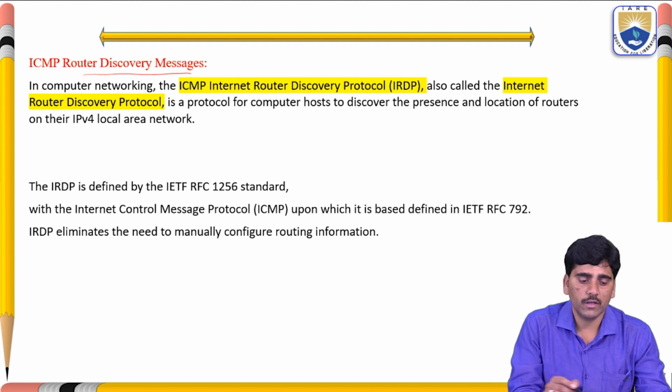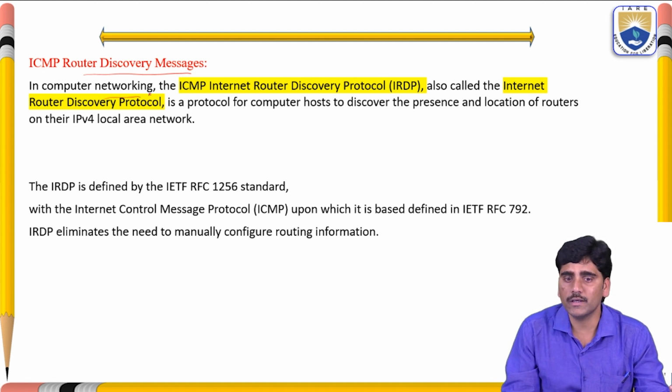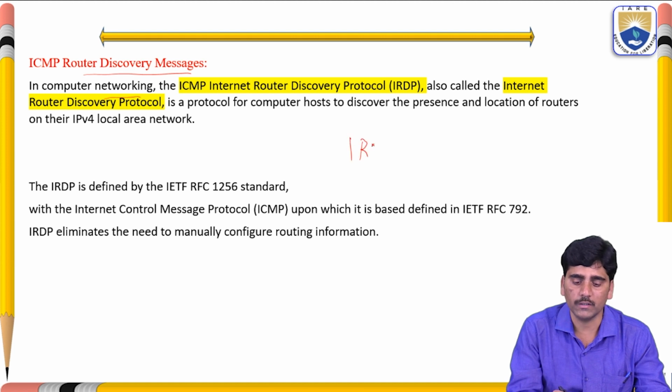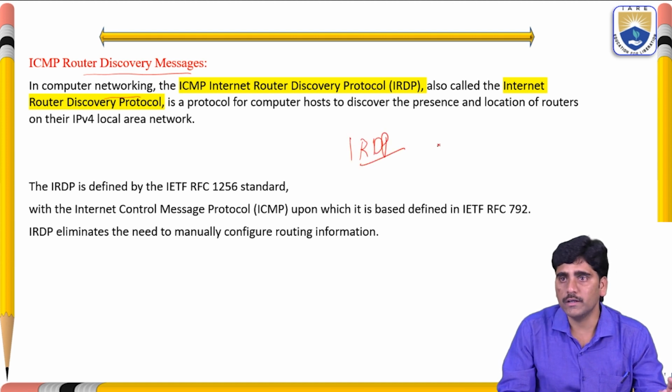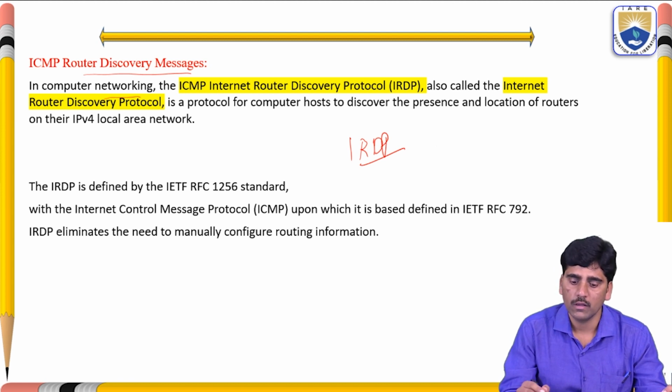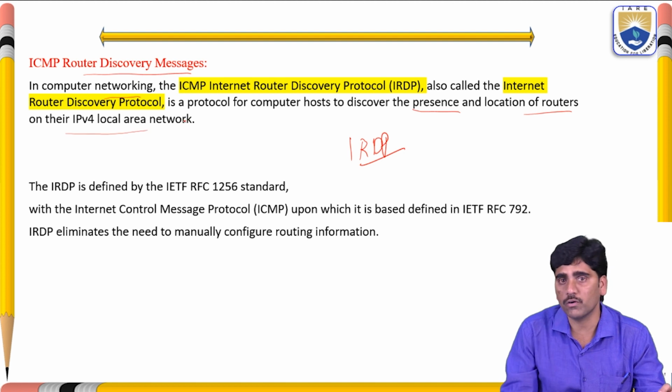or not. In computer networking, IRDP is the Internet Router Discovery Protocol, which is designed for computer hosts to discover the presence and location of routers on their IPv4 local area network. On the network, the routers are located, so it discovers the presence and location of the router.